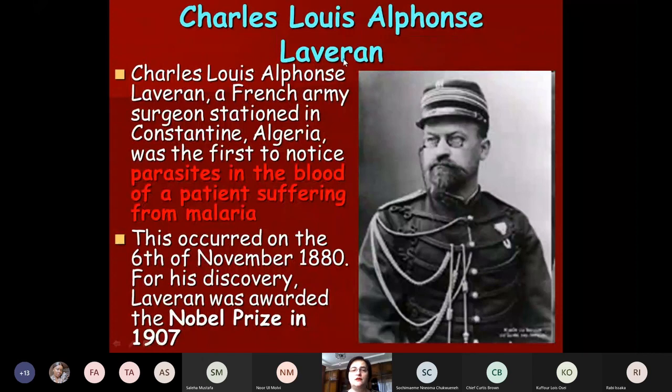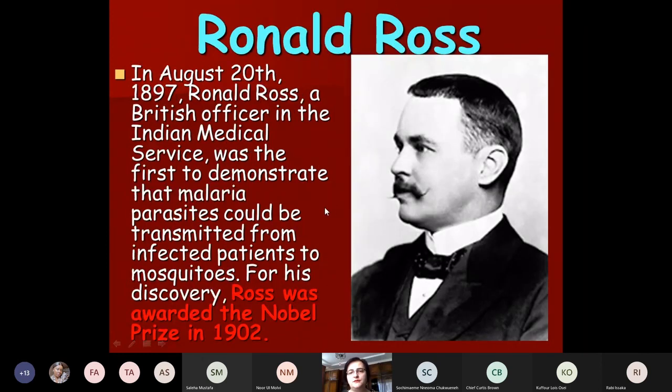Charles Louis Alphonse Laveran, a French army surgeon stationed in Constantine, Algeria, was the first to notice parasites in the blood of a patient suffering from malaria. And sure, he was the first. This occurred on the 6th of November 1880. For his discovery, Laveran was awarded the Nobel Prize in 1907. He first mentioned the presence of parasites.